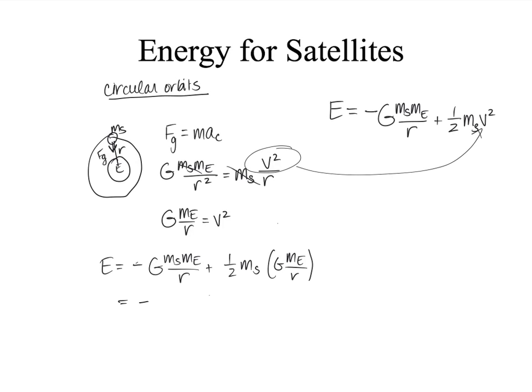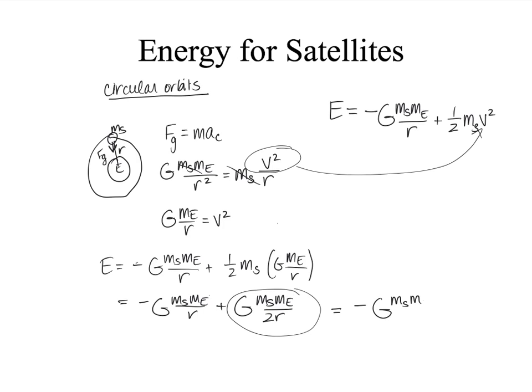And notice that when we rewrite that velocity term and replace it into the kinetic energy, so we used the fact that it was a circular orbit, the term for kinetic energy ends up looking a lot like the term for potential energy. And those can be easily added together, and we get minus G times the mass of the satellite times the mass of the Earth, all over 2r.